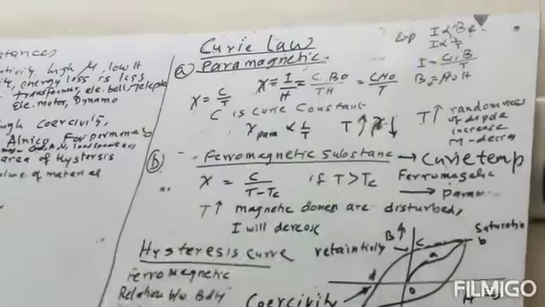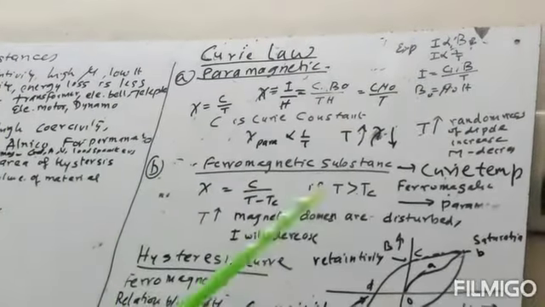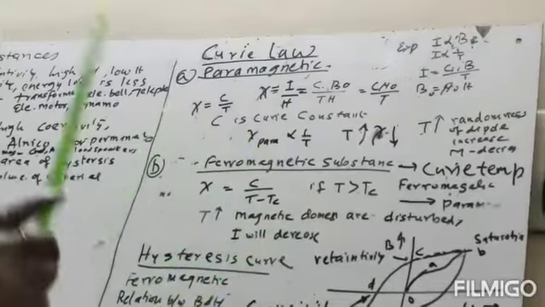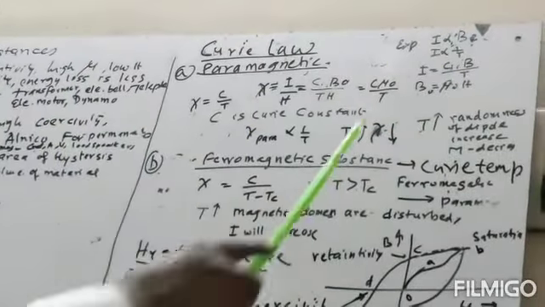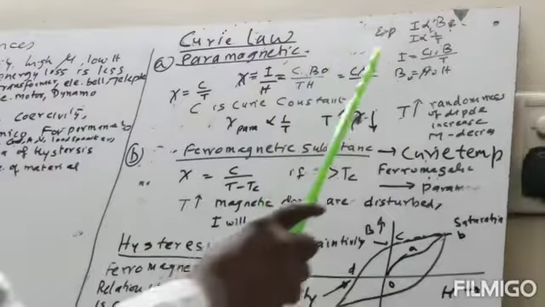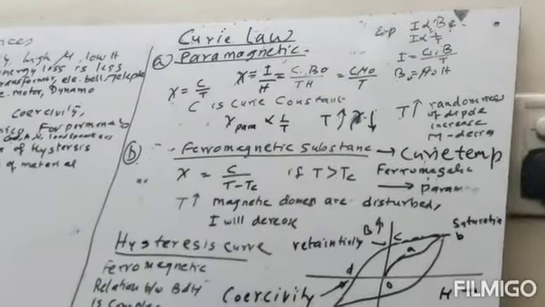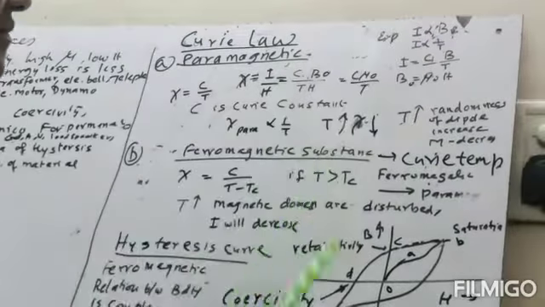As the temperature increases, the magnetic dipoles will become random, so the intensity of magnetization will decrease. If we combine these two, then I will be equal to some constant C multiplied by B by T.